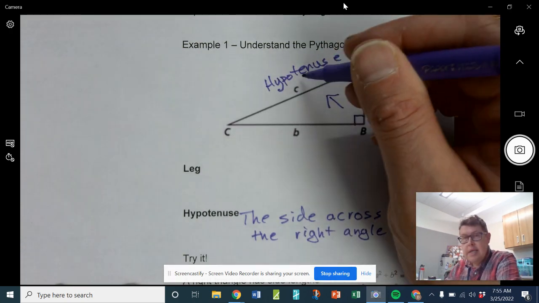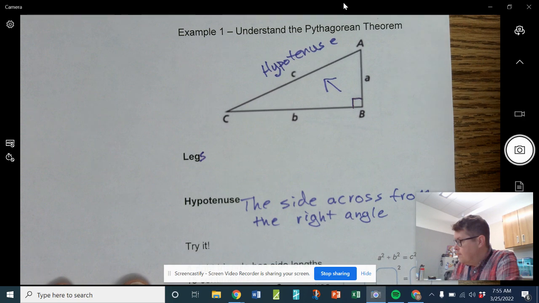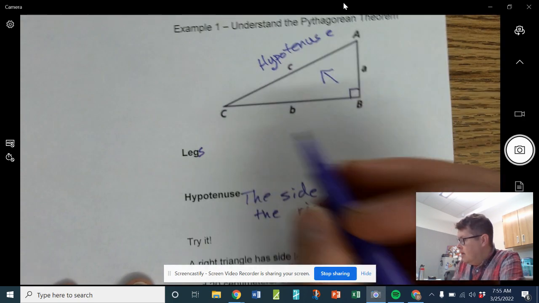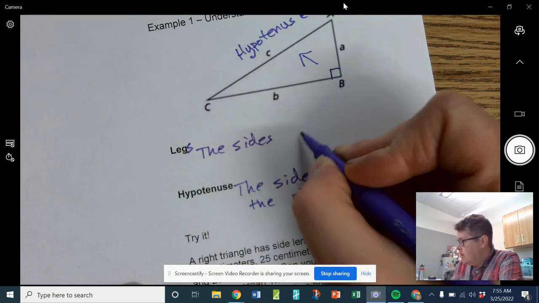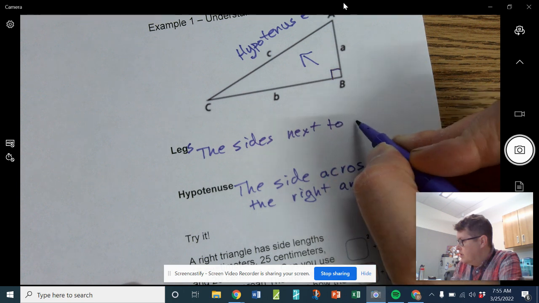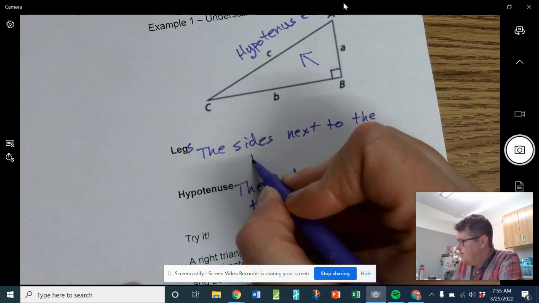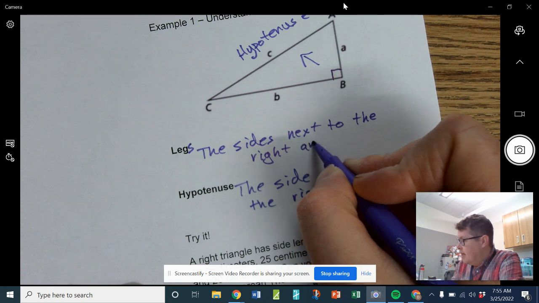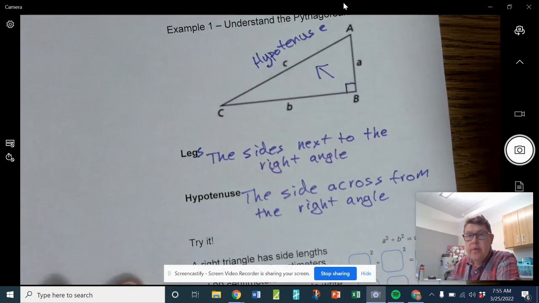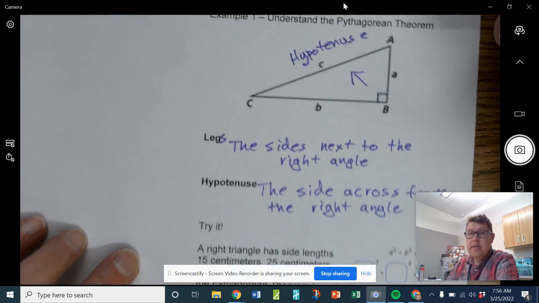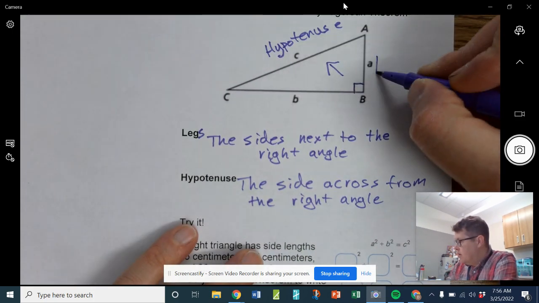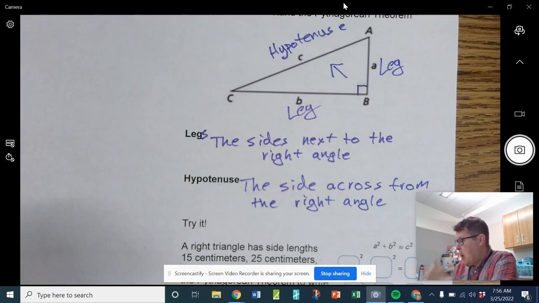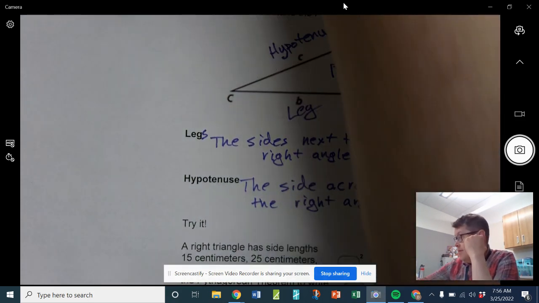We label that side C, and then our legs, technically there are 2 of them. We have A and B, and these are just the sides next to the right angle. So if a triangle has a right angle, it is called a right triangle. These are all dealing with right triangles, or discovering if they are right triangles or not. So we have the hypotenuse here, a leg here, and a leg here. That's the definition.